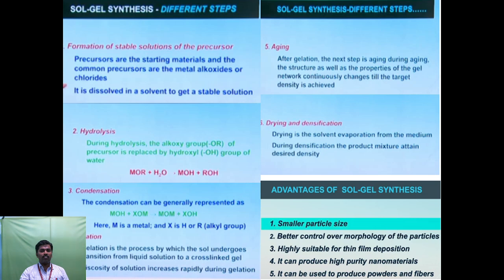Drying is the solvent evaporation from the medium. During the densification, the product mixture attains the desired density. The main advantages of sol-gel synthesis are smaller particle size, better control over morphology of the particles, and it is highly suitable for thin film deposition. It can produce high purity nanomaterials. It can be used to produce powder or fiber nanomaterials.